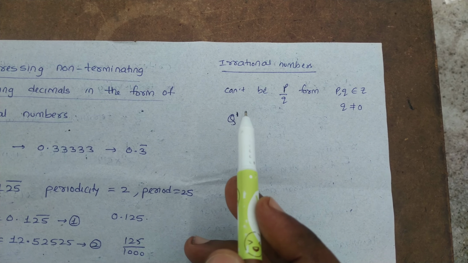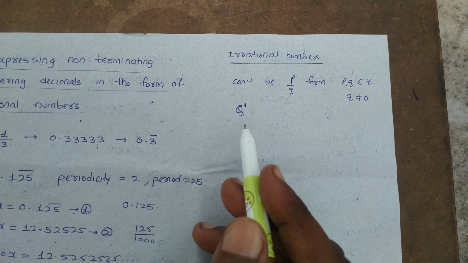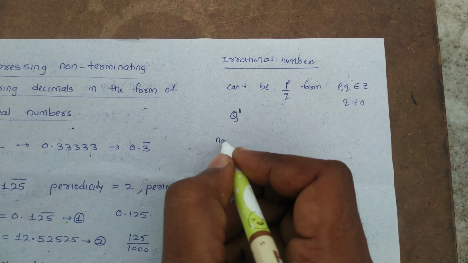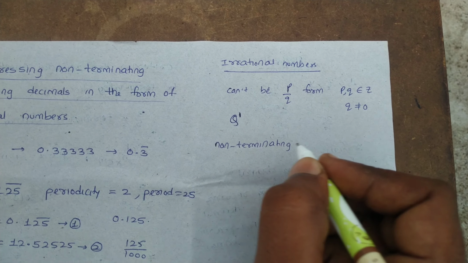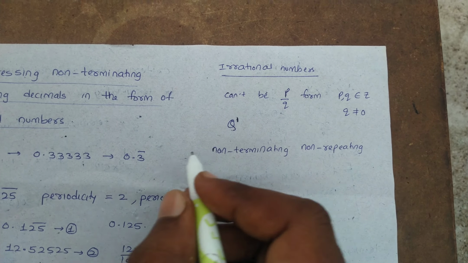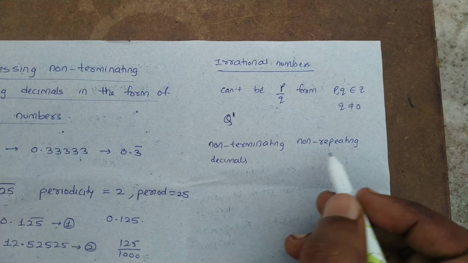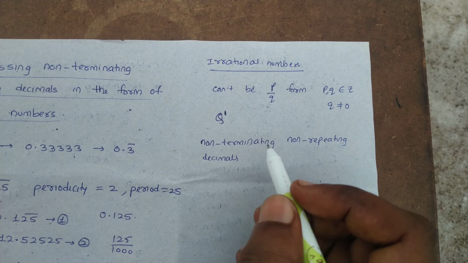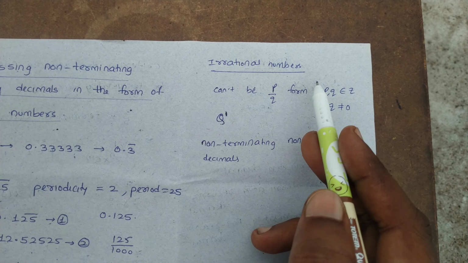So what comes under irrational numbers? Simply the type 3 of decimals that we have discussed, that is, non-terminating and non-repeating decimals. Non-terminating, non-repeating decimals will come under irrational numbers. Non-terminating, non-repeating decimals are called irrational numbers.